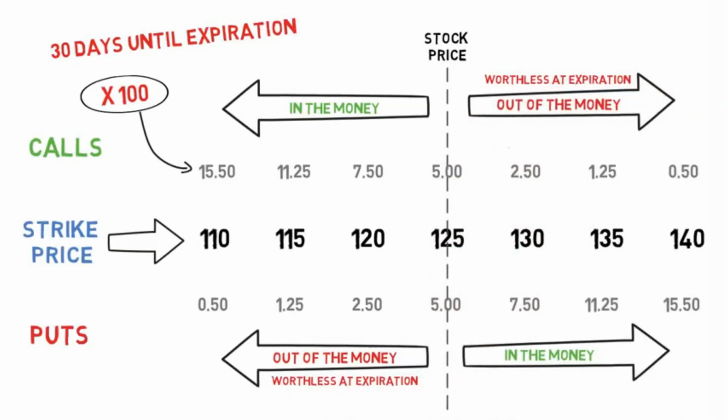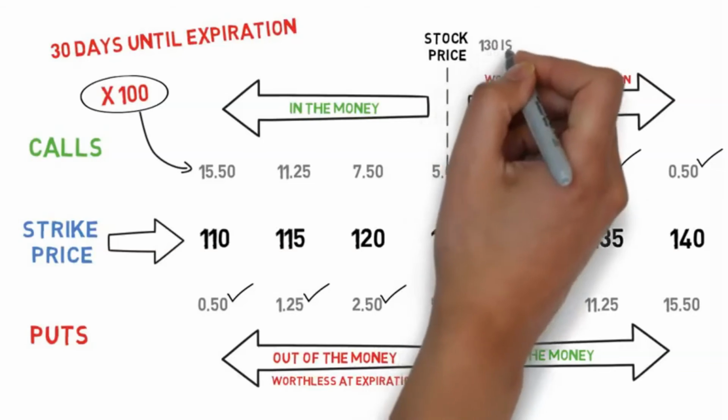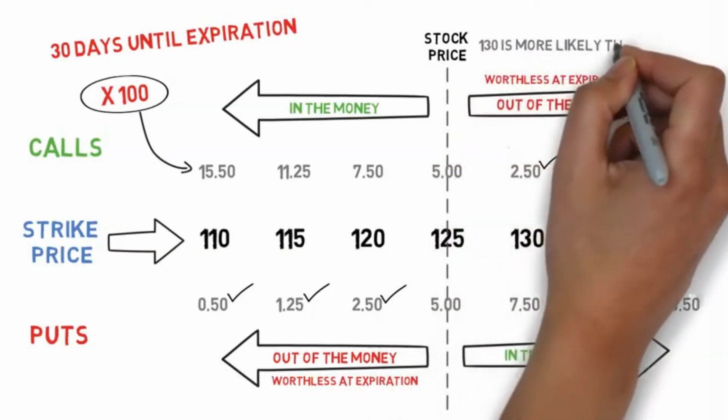So if they won't have any value at the expiration, then why do they have value now? Because stock prices move, and there is a chance that the out-of-the-money options could become in the money if there is still time left to expiration. Now you can see that the further out of the money an option is, the cheaper it is. That's because the likelihood of it being of any value is less than an option that is closer to the stock price, right? Because, for example, this stock is more likely to get to 130 than it is to 135.